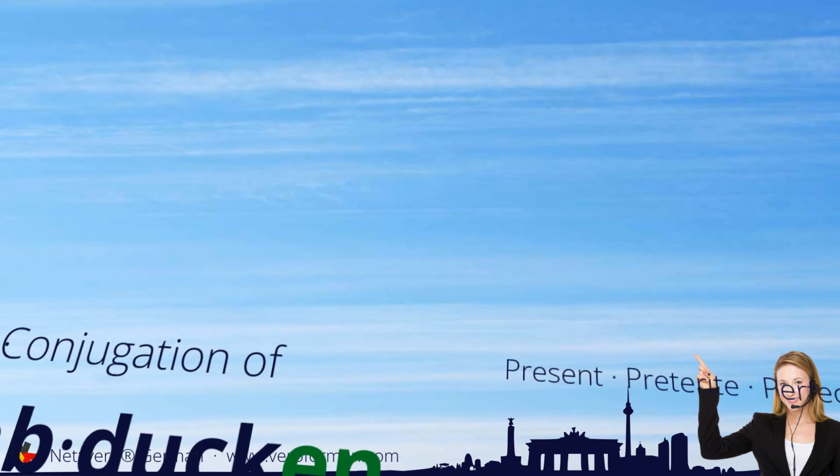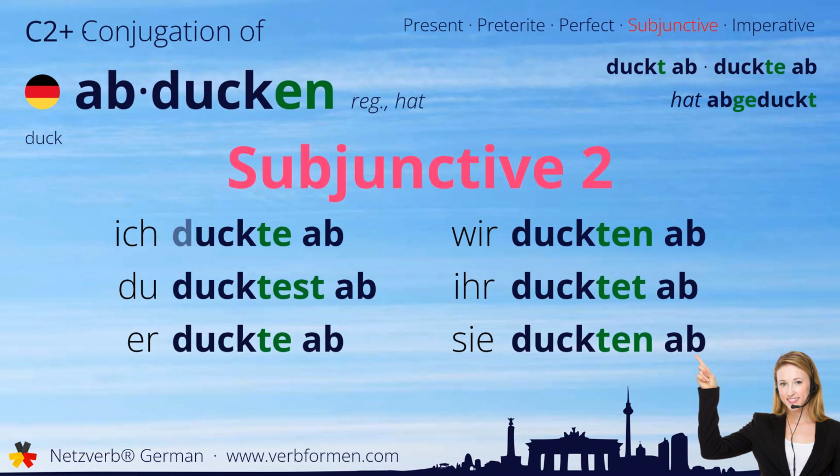Now we move on to the subjunctive two. Ich duckte ab. Du ducktest ab. Er duckte ab. Wir duckten ab. Ihr ducktet ab. Sie duckten ab.